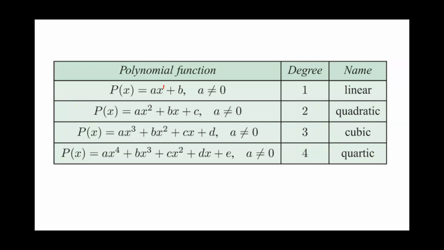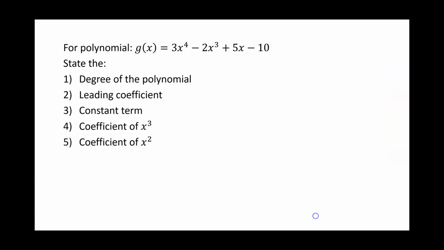So let's have a look at the other conditions. We've noticed that a cannot be 0. Why is that? Let's give the quartic as an example. If a equals 0, what will happen? It will become 0x to the power 4 plus bx to the power 3 plus the rest. So there won't be x to the power 4 because a is 0. So it's no longer a quartic anymore. So it is very important to pay attention that a is the leading coefficient and it's non-zero.